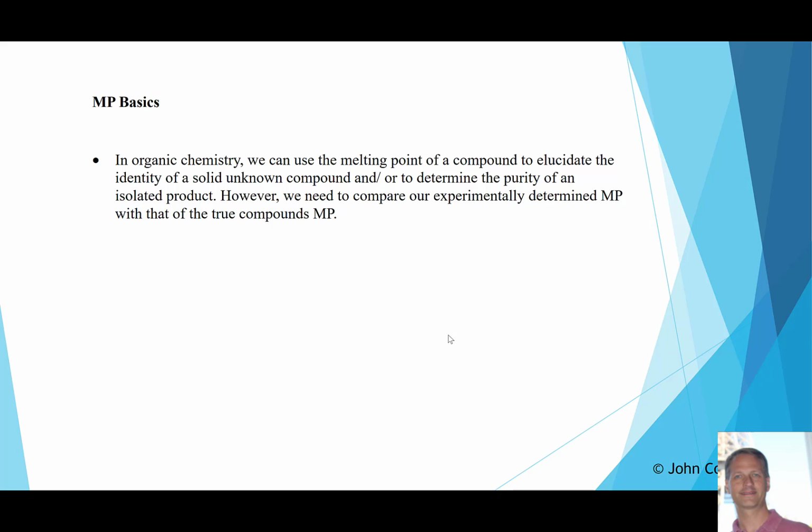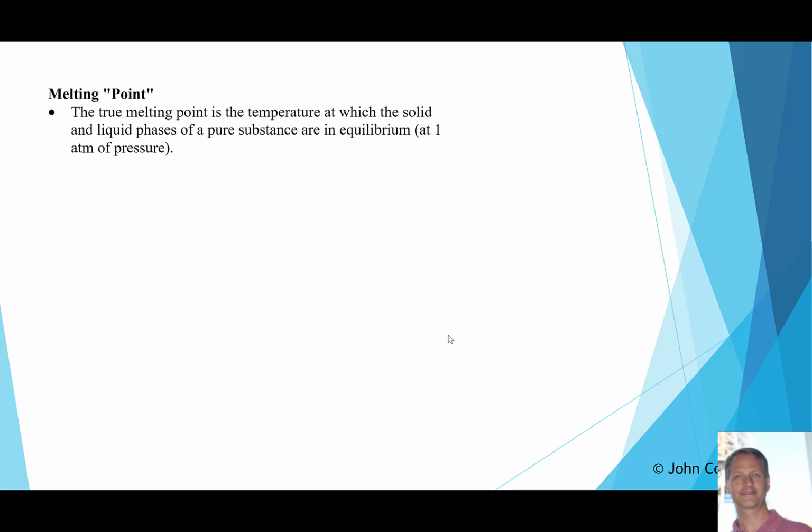So we synthesize a target compound, aspirin, for example, and to determine the purity of aspirin, we take its melting point. In order to comment on the purity of the compound, though, we have to compare our experimentally determined melting point with that of the true compound's melting point. Now, the true melting point is the temperature at which the solid and liquid phases of a pure substance are in equilibrium. All right, now this should just be one number.